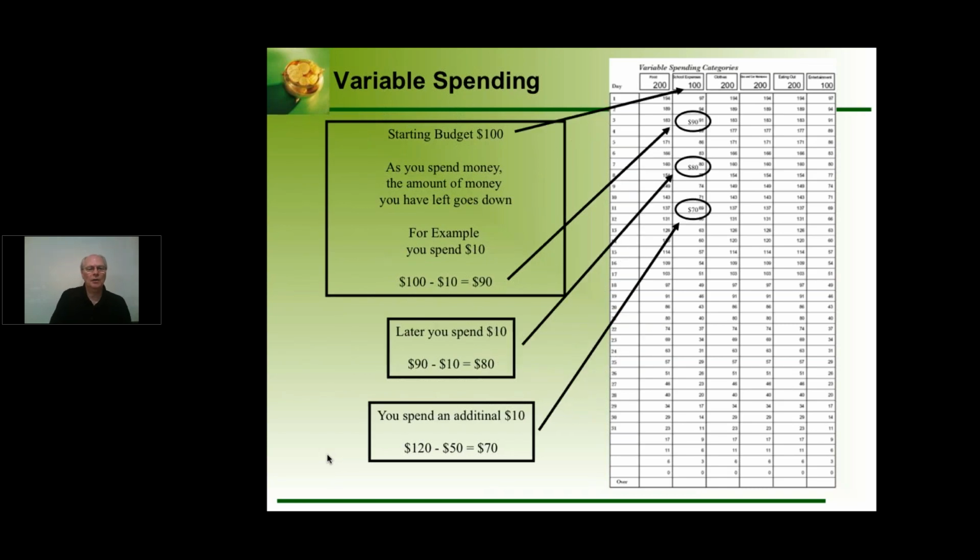And we do that for each category. Let's say that in the next category that you spent some money, we start out with 100, we spent $10, that means our thermometer's down to 90, we spend another chunk, goes down to 80, spend another chunk and it goes down to 70. And so your thermometers, of course, are going down.